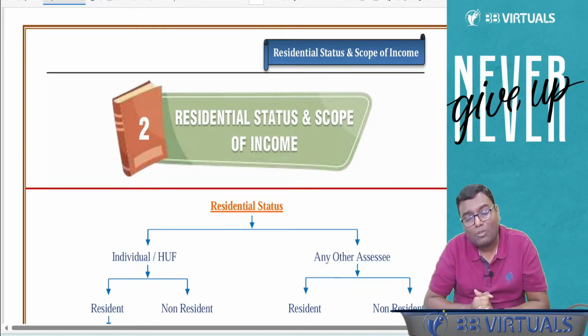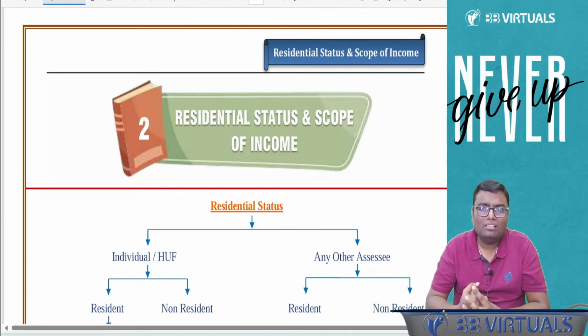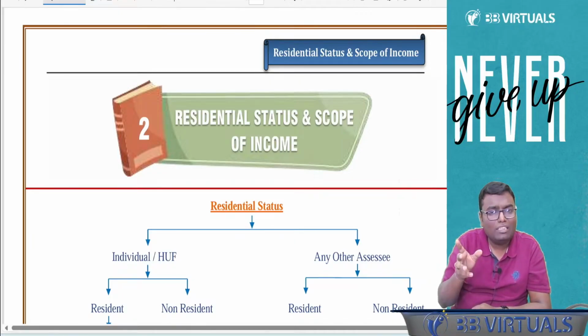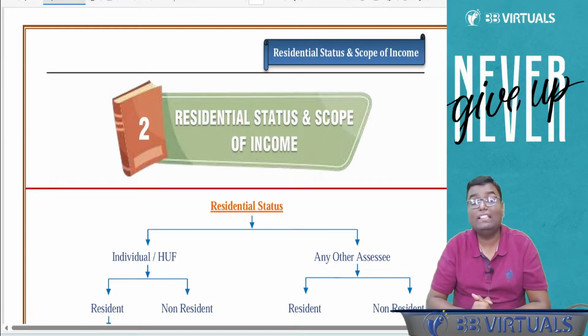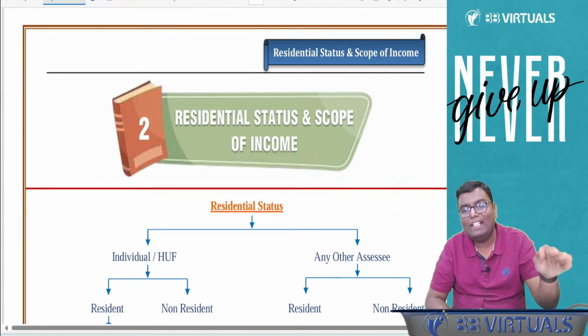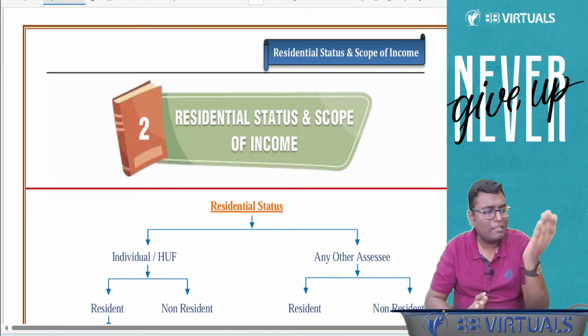Can it be possible that I am a US citizen, but as per income tax I am a resident of India? Yes, even that is possible. Can it be possible that this year I am resident, next year I am non-resident, then again I am resident? I mean, whether residential status can change every year? Yes, it can change every year, depending on how many days you stayed in India in that particular year. So first of all, this concept is separate from the citizenship concept.